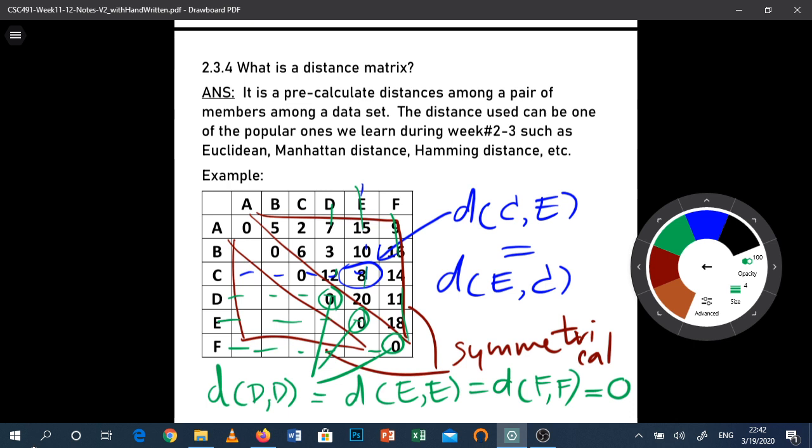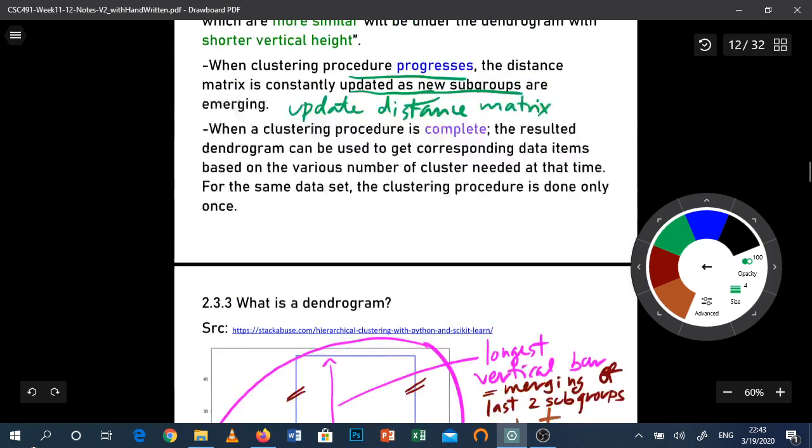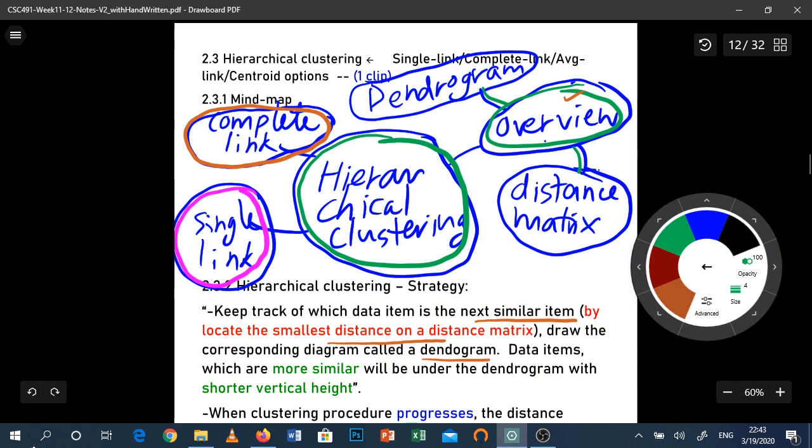During hierarchical clustering, we will update this distance matrix because we start to have merging, and the individual members become intermediate subgroups along the algorithm until we complete. So let's look at one representative major clustering option called single link.